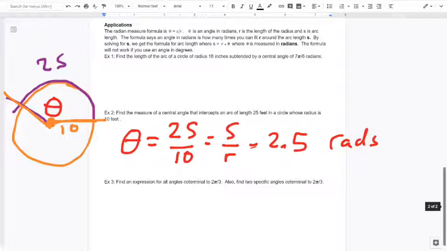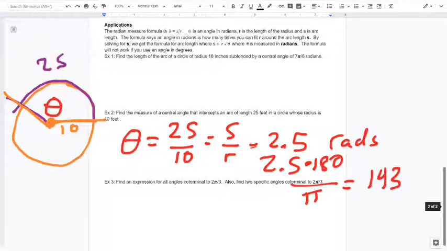So if I wanted to convert that to degrees, I'm going to multiply by 180 over pi. Even though it's not in terms of pi, anytime you go from radians to degrees, you multiply by 180 degrees for every pi radians you divide out. And we're going to get that this is around 143.3 degrees. Okay?